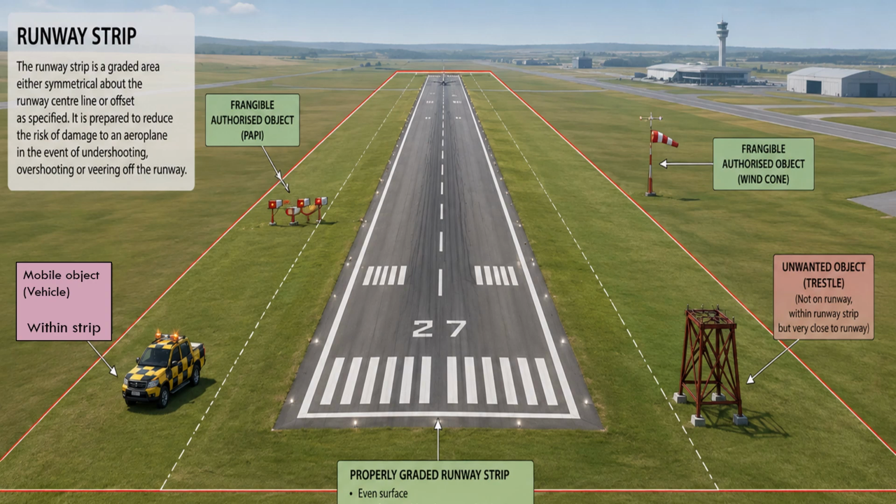The graded portion ensures smooth terrain up to 40 meter or 75 meter from the center line, providing safe ground support if an aircraft overruns. This area must also be strong enough to reduce hazards from uneven load-bearing surfaces. In short, the runway strip is the first line of defense for aircraft safety, a carefully graded, obstacle-free zone that safeguards every takeoff and landing.